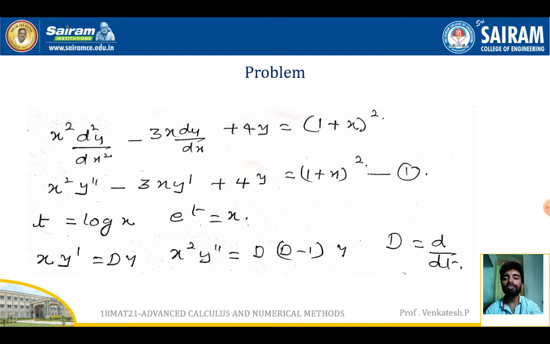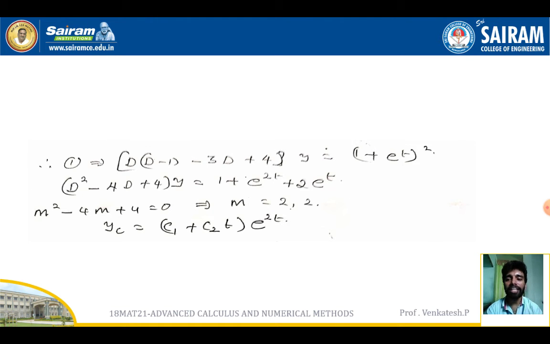If I replace all these values in the given equation number 1, I will get the equation [D(D-1) minus 3D plus 4] into y is equal to (1 plus e^t)^2. On expanding, I will get (D^2 minus D minus 3D plus 4) into y is equal to (1 plus e^t)^2. On simplifying further, I will get (D^2 minus 4D plus 4) into y is equal to, on expanding (1 plus e^t)^2, 1 plus e^(2t) plus 2 e^t.